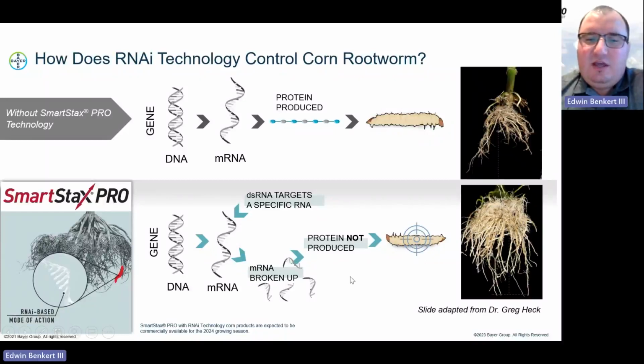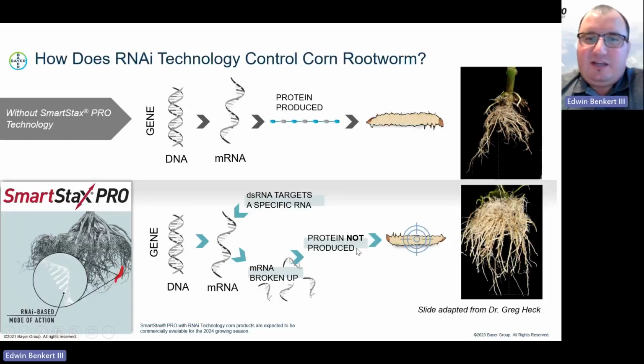The other thing with RNAi that sets it apart from BT is that with BT, our kill time is around 10 to 12 hours, so pretty quick. With RNAi, the kill time is a little longer. It's about 4 to 6 days.